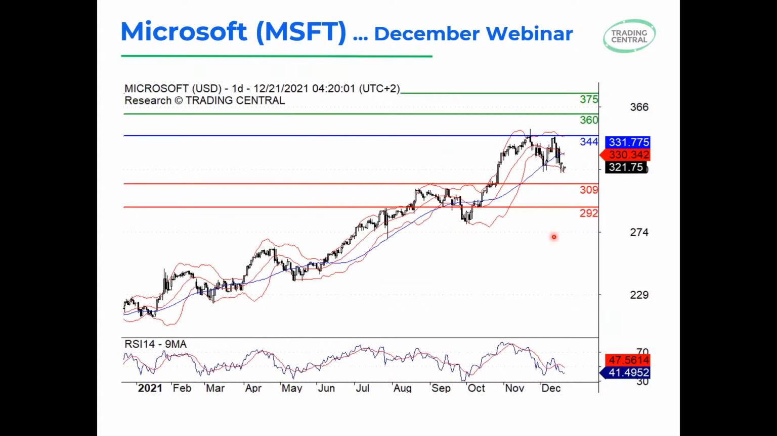Next one, Microsoft. Back in December, this was my chart drawing. I said at that time the 20-day moving average had crossed below the 50-day moving average, and I say now the key resistance is at 344. The key resistance is this one. Unless this level is surpassed, we are seeing downside pressure for Microsoft.